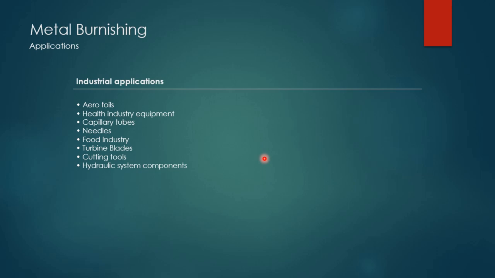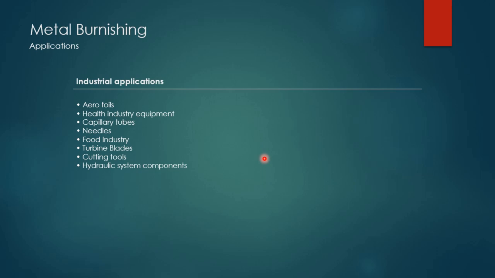And as I said earlier also, in roller burnishing, some hydraulic system equipment or components can be produced by burnishing techniques to have a longer life, because those components are always in contact with some lubricants, and lubricants might have some moisture, which can cause corrosion and all those things. So to avoid those things, we can make use of metal burnishing.